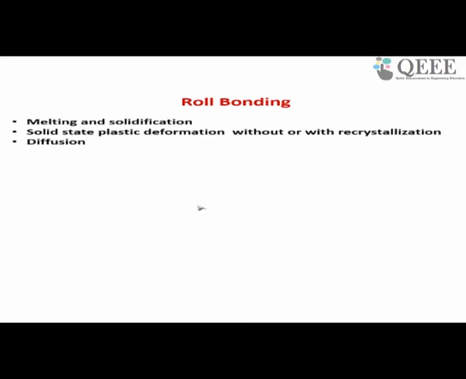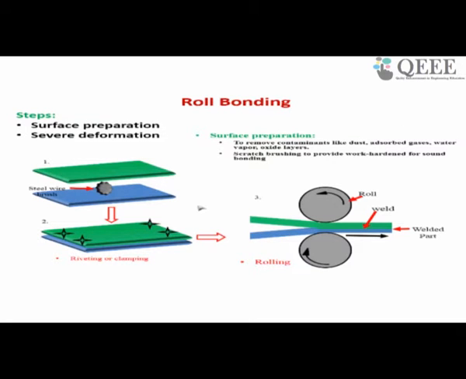Next one is roll bonding. In roll bonding, what are the steps? Generally we use rolling machines. High capacity rolling machines are used for making roll bonded sheets. So by roll bonding you get bimetallic sheets for different applications, such as aluminum to copper bimetallic sheets or aluminum to steel bimetallic sheets. It has wide application.